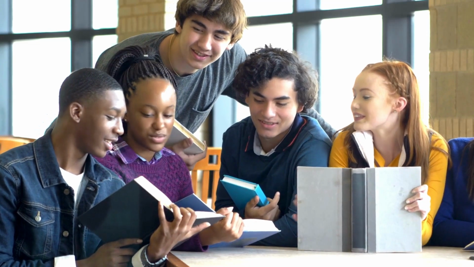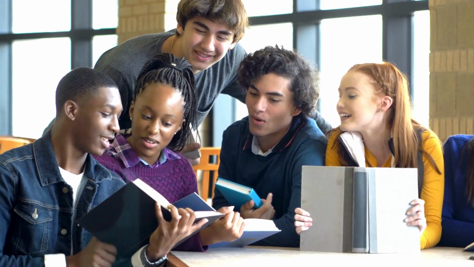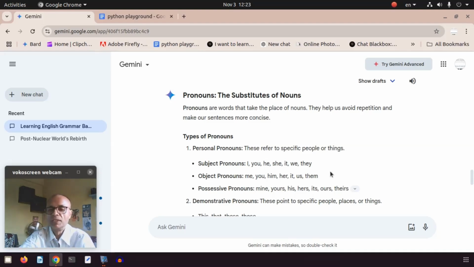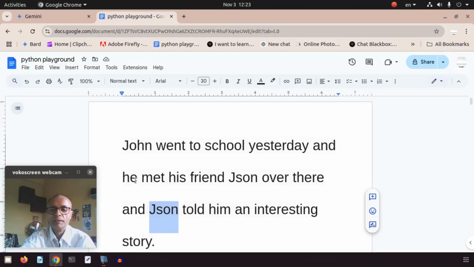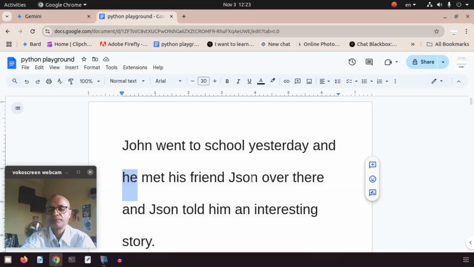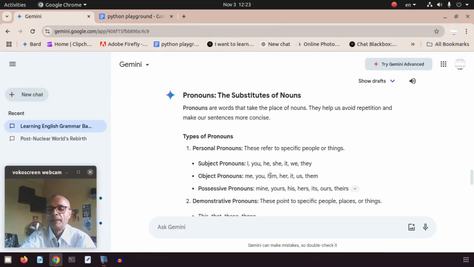Okay, so there are a lot of different types of personal pronouns. First of all, subject pronouns, you can see here. I used he here, and if it was not Jason, if it was Mary, then it would be she, like this. So we can use this kind of thing. Subject pronouns. Object pronouns mean him, because I used him here.